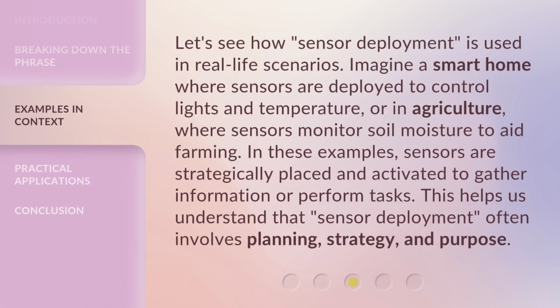Let's see how sensor deployment is used in real-life scenarios. Imagine a smart home where sensors are deployed to control lights and temperature, or in agriculture, where sensors monitor soil moisture to aid farming. In these examples, sensors are strategically placed and activated to gather information or perform tasks. This helps us understand that sensor deployment often involves planning, strategy, and purpose.